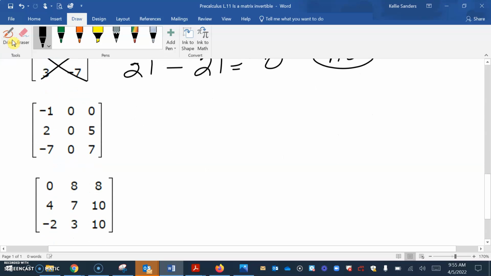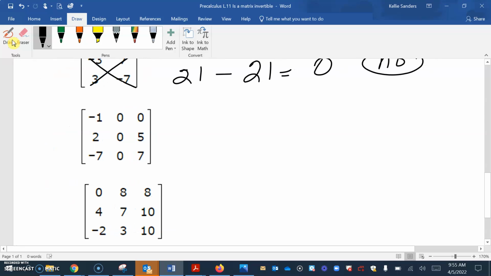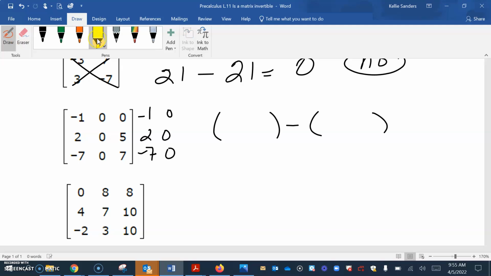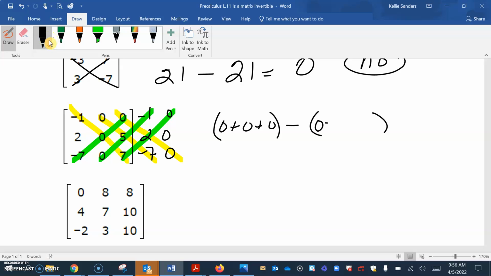And now we have to remember how to do a 3 by 3 determinant. So we are going to rewrite the first 2 columns. Diagonal, diagonal, and diagonal. All of those diagonals have zeros in them, so whenever I am multiplying them, I'm going to get 0 on all 3 of them. And then diagonal, diagonal, diagonal. All 3 of those have zeros in them, so whenever I'm multiplying, I get 0. So basically, this determinant is 0, and since I got 0, the answer is no.